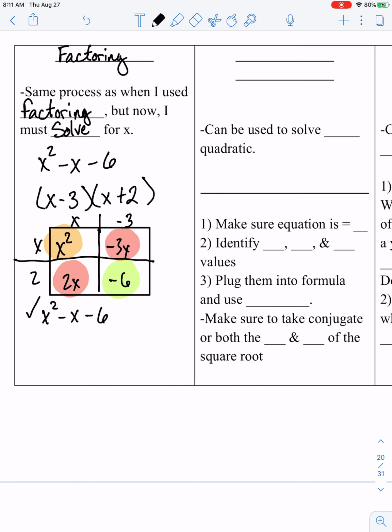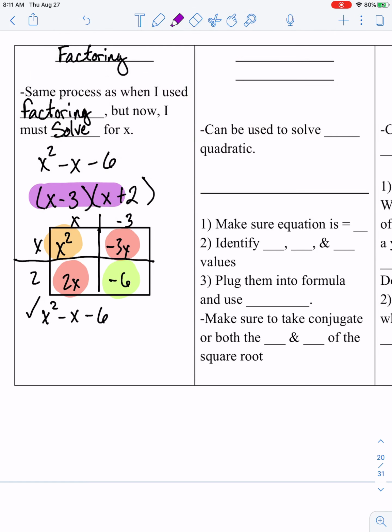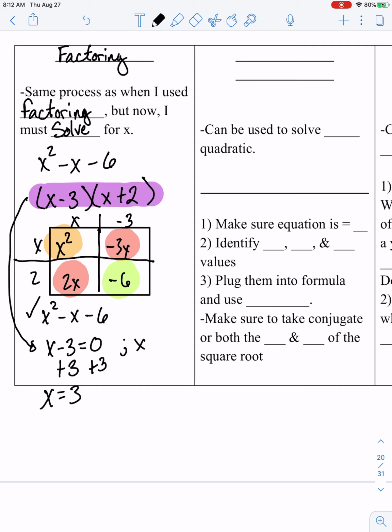Now, where I said all you do is solve for x, you take your factors and you set each one of them equal to 0. So I have x minus 3, and set it equal to 0, solve for x. So I add 3 to both sides, x equals 3, and I have x plus 2, set it equal to 0, get x by itself.